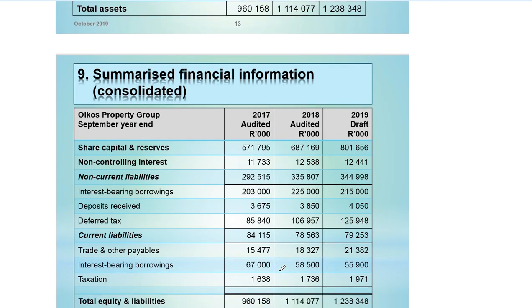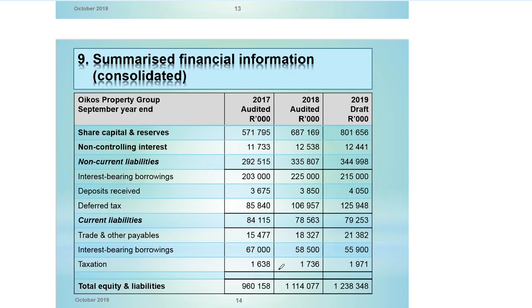Then when you move down, we are given share capital and reserves. Non-controlling interest, we see an increase in 2017 to 2018. However, there's a decline in 2019. And then we're looking at the non-current liability. The company has three non-current liabilities, which are interest-bearing borrowings, deposit received, as well as deferred tax. So when you're looking at all this information that is provided to you, what do you see? Interest-bearing borrowings have gone up from 2017 to 2018, but we see a decline in 2019.